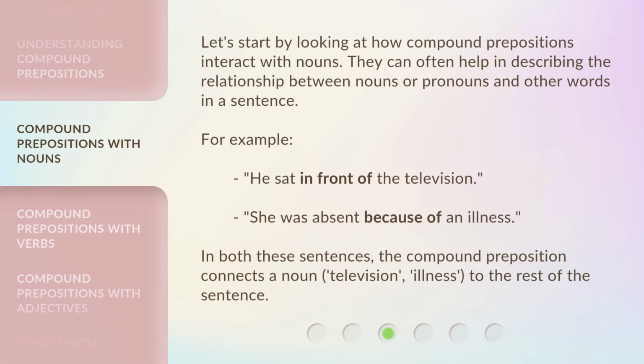Let's start by looking at how compound prepositions interact with nouns. They can often help in describing the relationship between nouns or pronouns and other words in a sentence. For example, he sat in front of the television. She was absent because of an illness. In both these sentences, the compound preposition connects a noun, television, illness, to the rest of the sentence.